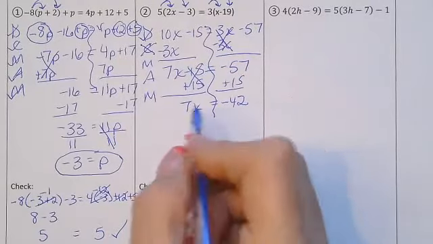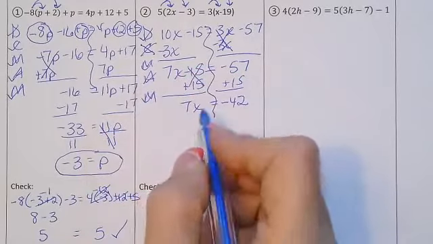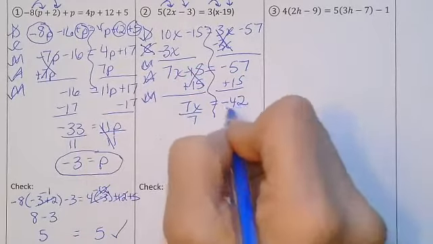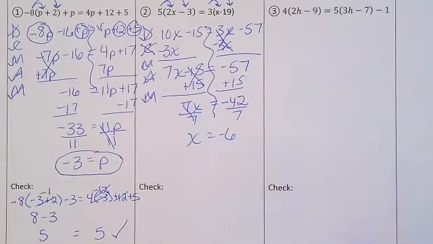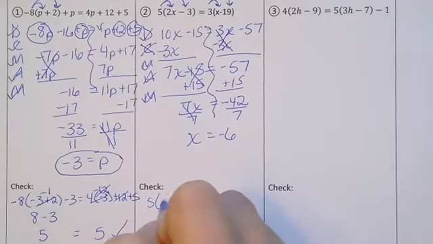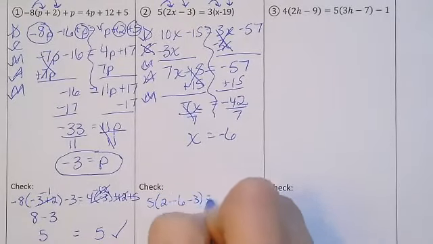Okay, variable on one side, constant on the other, down to the last step, which is to multiply or divide. I'm going to divide both sides by 7, then x equals -6. Now it's time to check. I'm going to substitute -6 in my original equation.